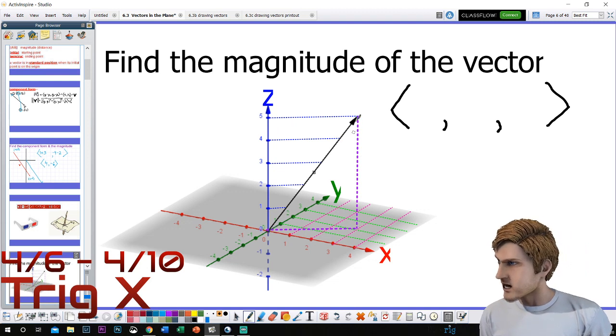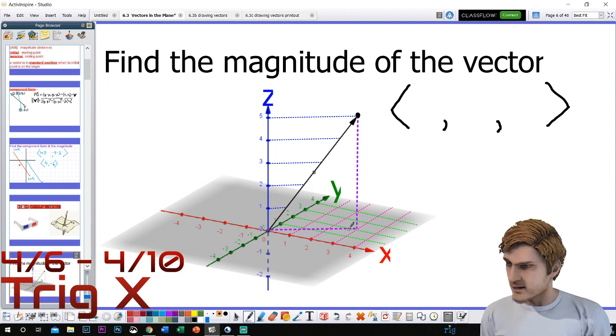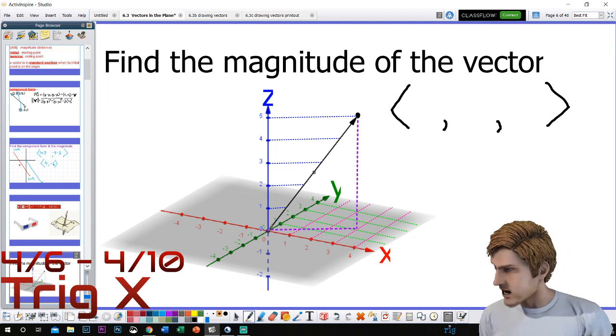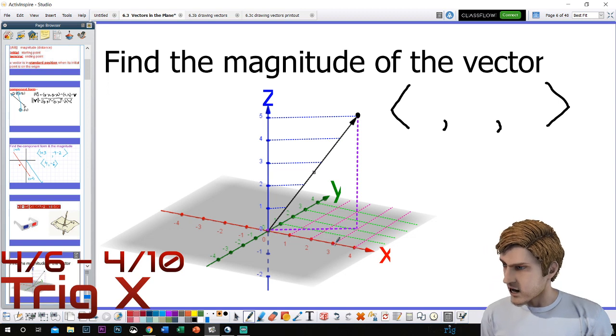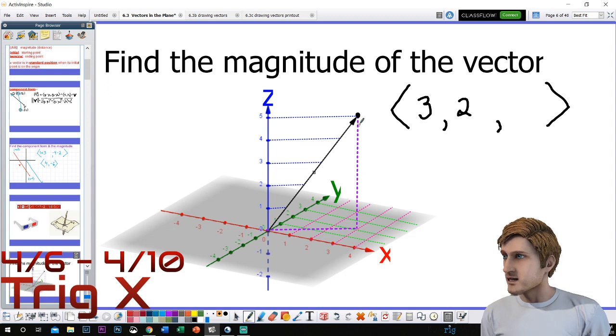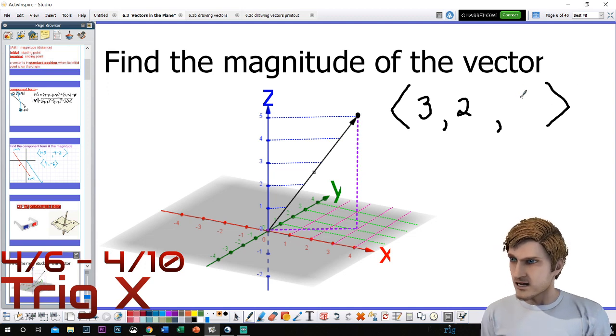We're going to go to this point right here. If you noticed, I drew the little up and down and across lines to help you out. So the x, I went across 3. So I'm going to put 3. I went up here 2. And then I went straight up into the air off of the paper, and I went up to a height of 5.